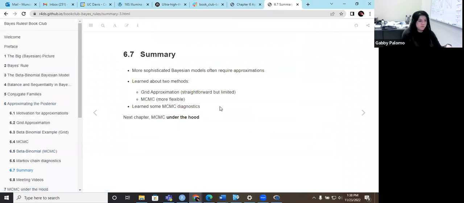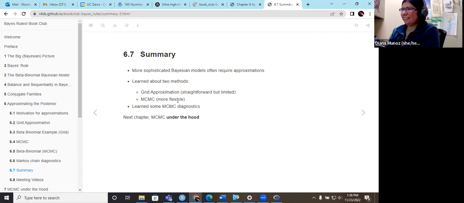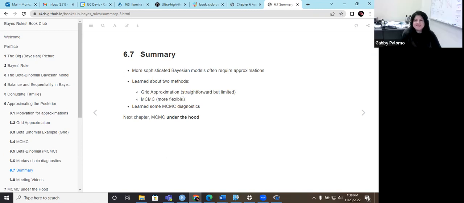Okay, so for the summary, we learned about grid approximation, which is pretty straightforward but is limited once you get to more complicated models. And you can also use MCMC approximation, which is way more flexible and computationally powerful. Yes, I like how you put it: computationally powerful.